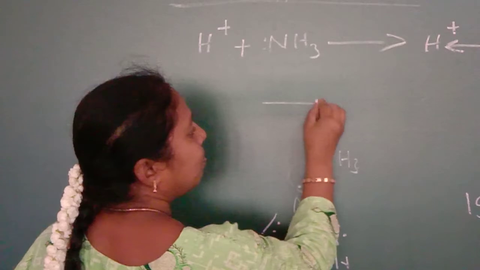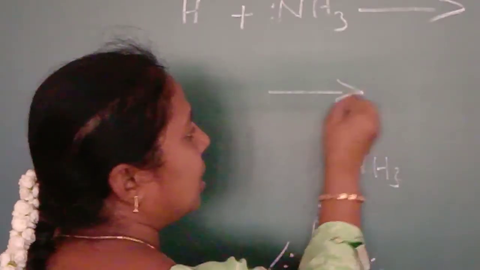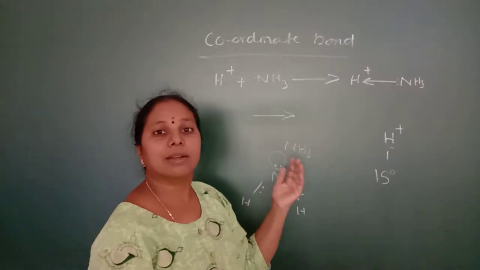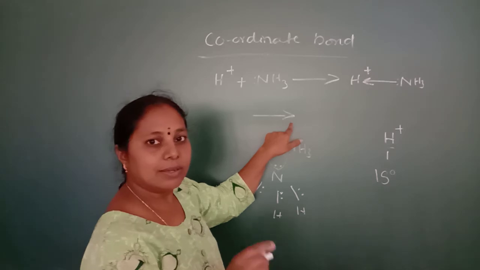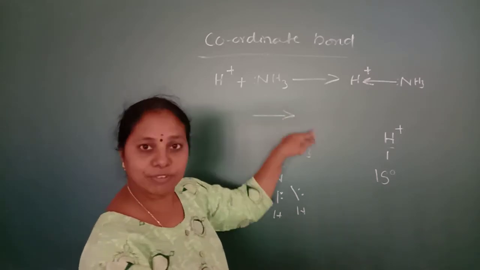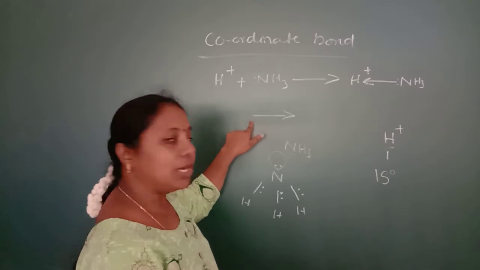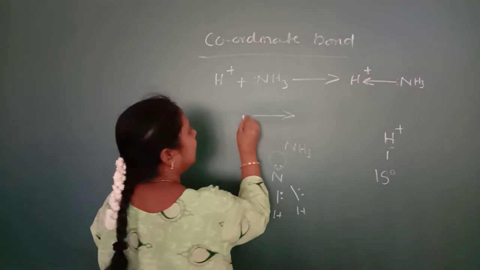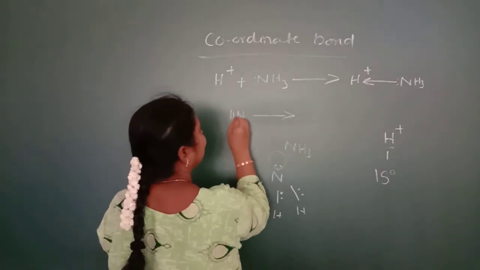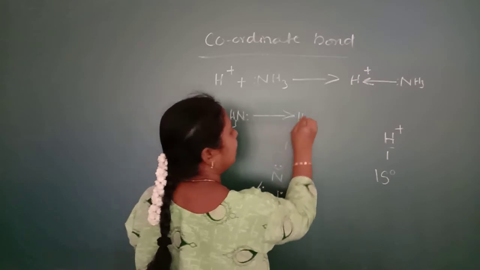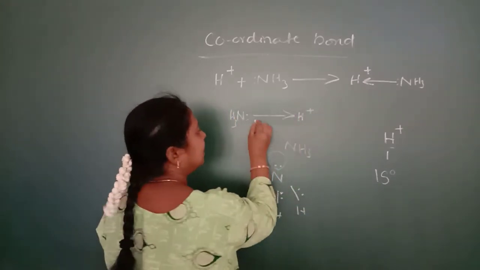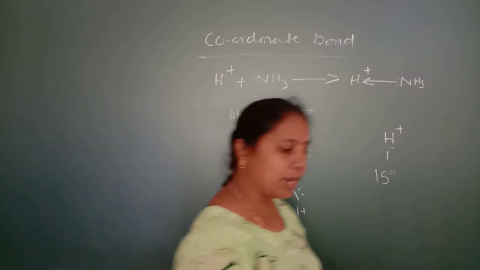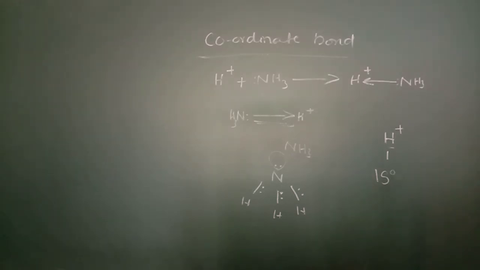Here the arrow mark indicates the representation of a coordinate bond between the electron deficient species and the electron rich species. The arrowhead is pointing towards the electron deficient species, from the electron rich species. That is, we have to represent ammonia on the left side and H plus on the right side. This is the representation of a coordinate bond. So this is the fourth type of bond, the coordinate bond, that we are going to study in this chapter.